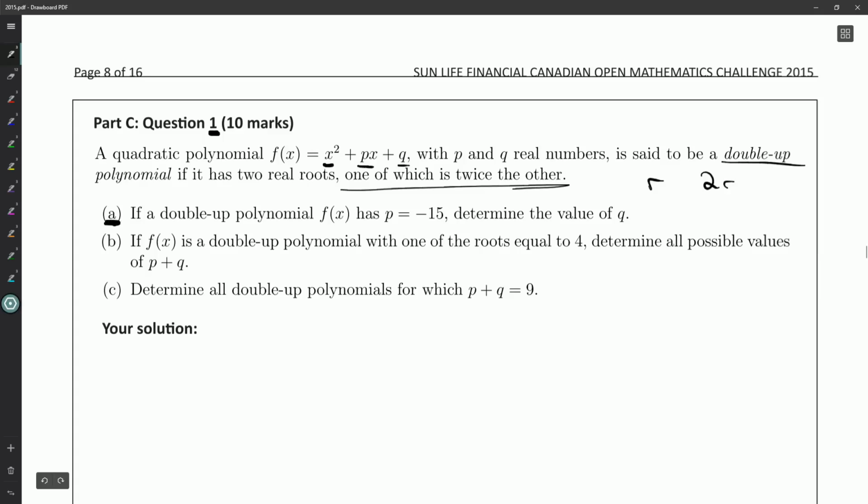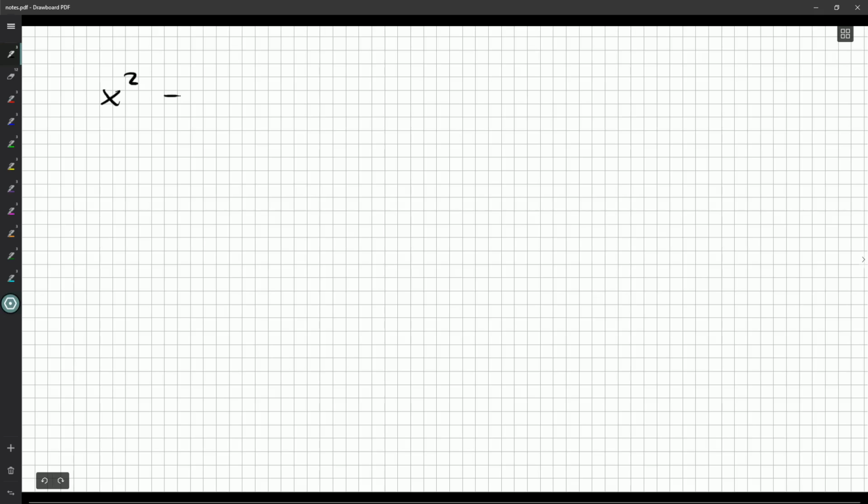If a double-up polynomial f of x has p equal to negative 15, determine the value of q. Okay. So x squared minus 15x plus q is our f of x, and we want to know, well, what's going to be q? Well, we know that all these double-up polynomials are going to factor as x minus r, x minus 2r. This is what every double-up polynomial looks like, where r is one root and 2r is the other root.